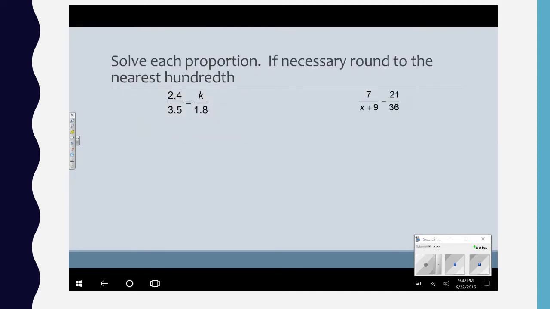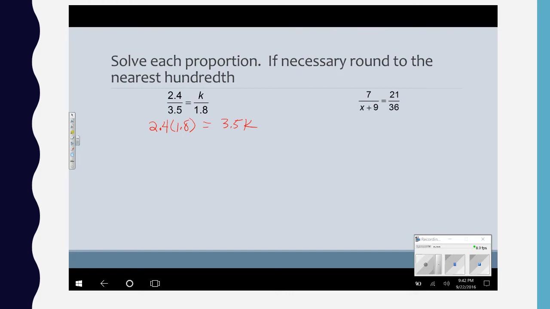Okay. So now we're going to use that law of proportions, and we're going to solve each proportion and round to the nearest hundredth. Now, I know you guys are thinking, oh, I could do this in my head, but what happens when you get proportions like this? You can't do it in your head, and I'm expecting to see things written out. So if we do cross multiplication, we're going to do 2 and 4/10 times 1 and 8/10 equal to 3 and 5/10 k. So I want to see that written out.